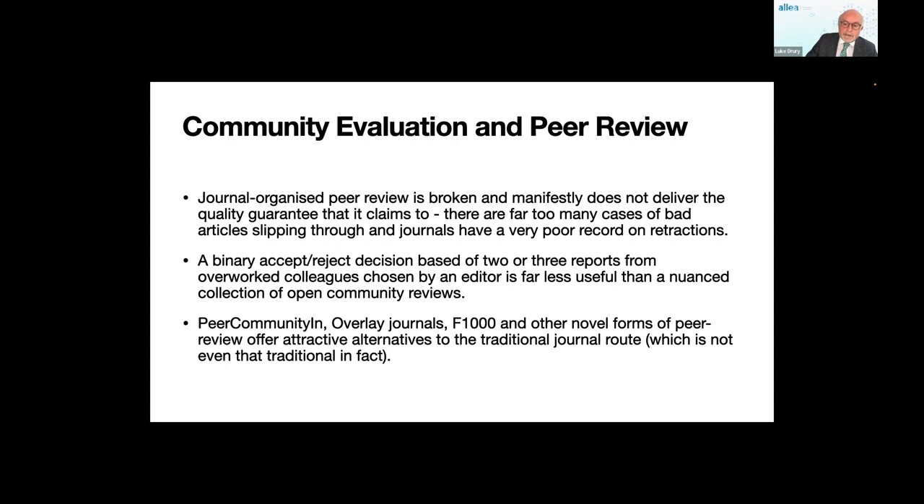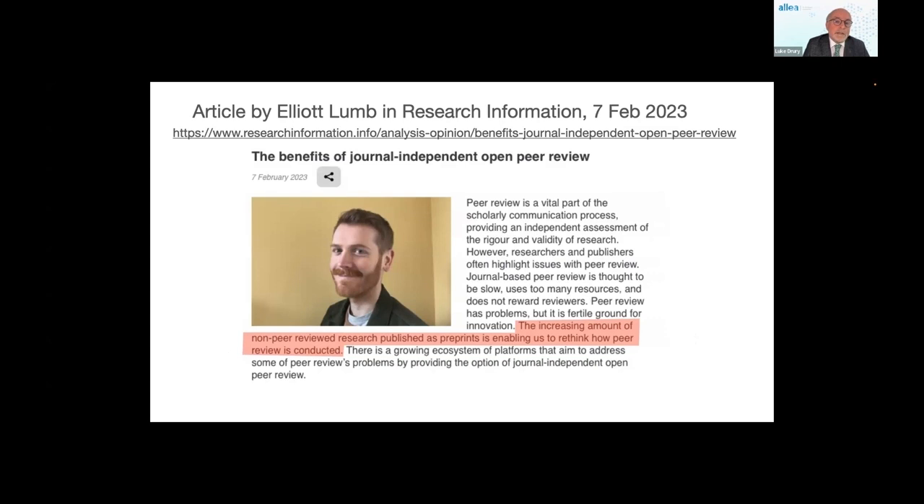And I'd just like to draw attention to this article I came across just a few days ago, actually. It just appeared on the 7th of February, on the benefits of journal independent open peer review. And I draw attention to the highlighted sentence here: the increasing amount of non-peer-reviewed research published as preprints is enabling us to rethink how peer review is conducted. Now, I don't have the definitive answer as to how we should do this, but there are opportunities here which we need to grab.